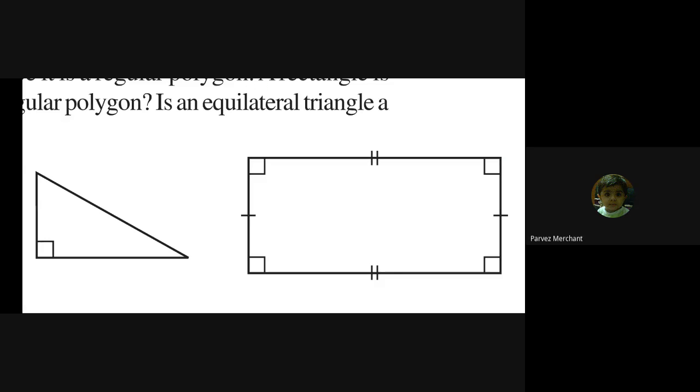Otherwise, you can see these two figures are not regular, meaning they are irregular. Why? Because in a triangle, one angle is 90 degrees, and you know very well the angle sum of a triangle is 180 degrees. So the rest of the two angles are complementary, meaning the sum of these two angles is 90 degrees. It means these three angles are not equal in measurement. So it is irregular. Same thing for a rectangle. In a rectangle, all the angles are equal, but all the sides are not equal. So it is irregular. Do you get it? Yes or no?